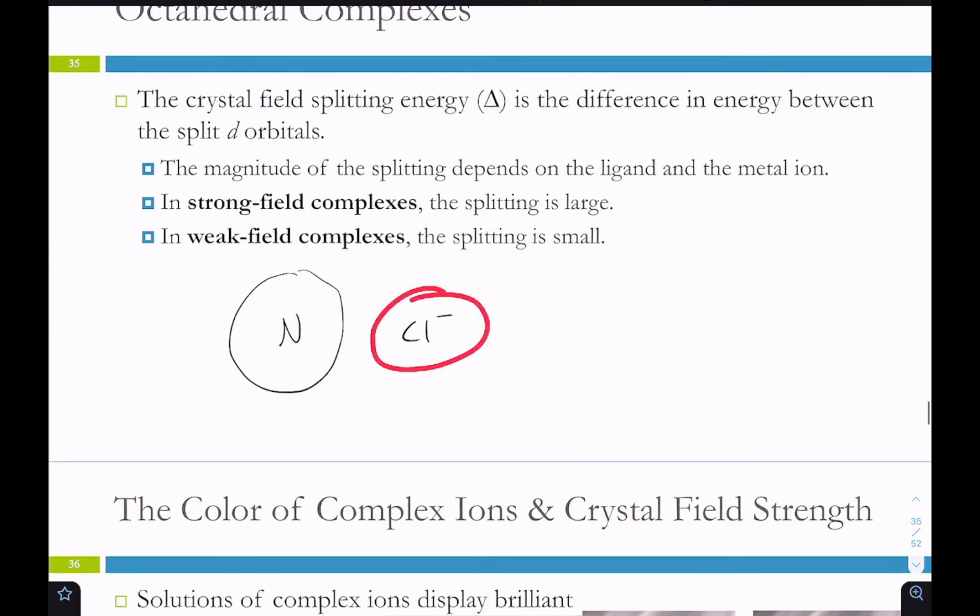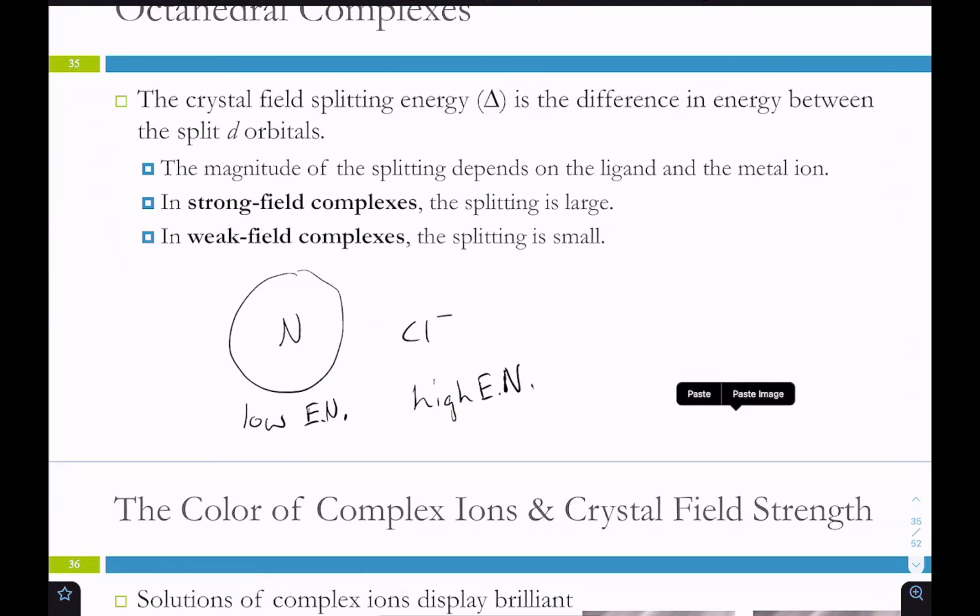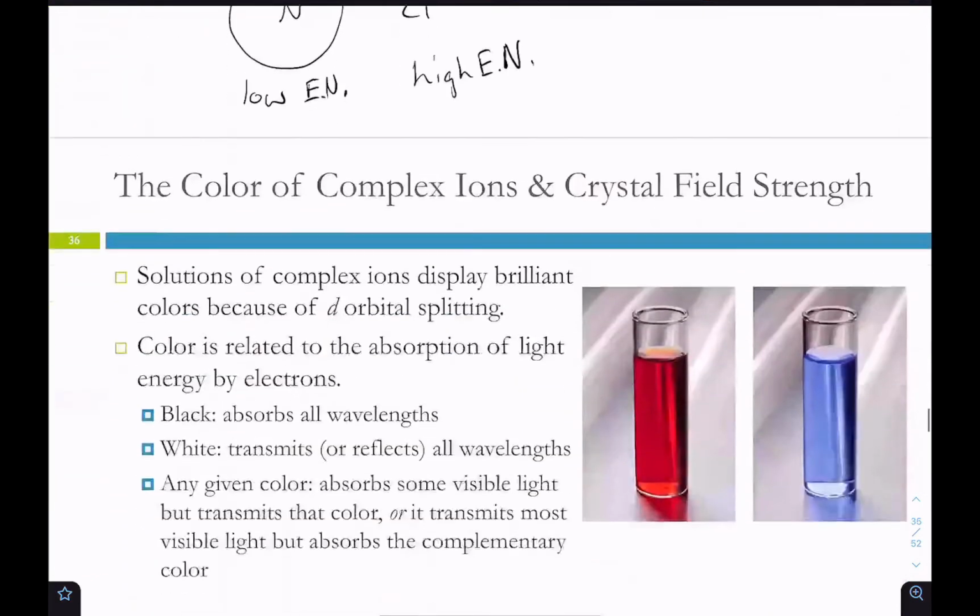And then things like chloride have very high electronegativity. Write this like low EN, electronegativity. Chlorine is high electronegativity, it's going to be holding on to its electrons tightly. And so they're going to have less influence on the d orbitals of the metal cation. Okay.